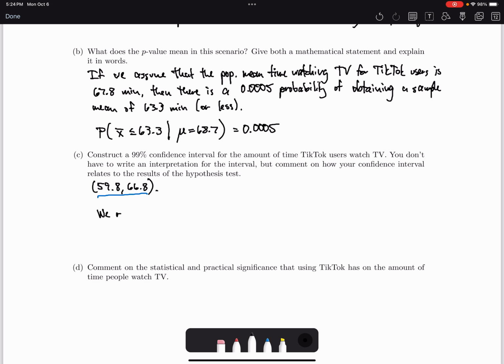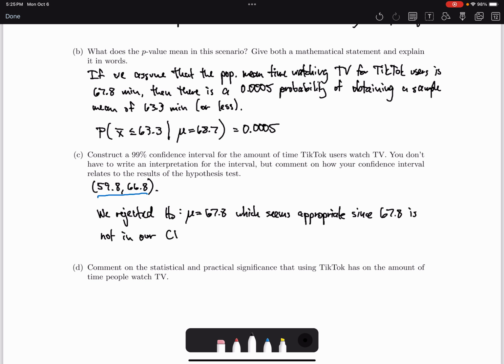So we rejected H null, which was that mu equals 67.8, which seems appropriate since 67.8 is not in our confidence interval.